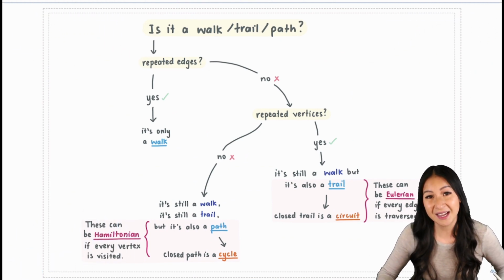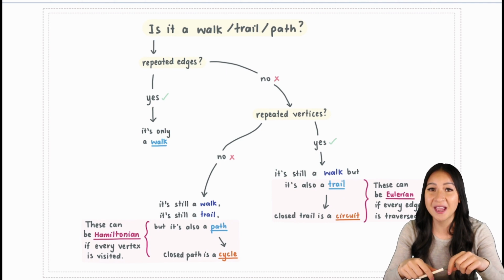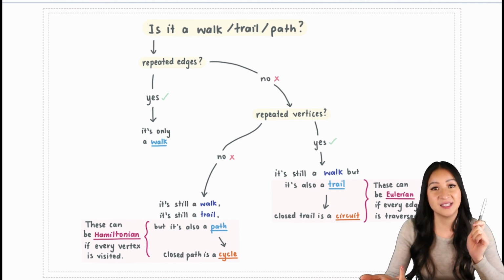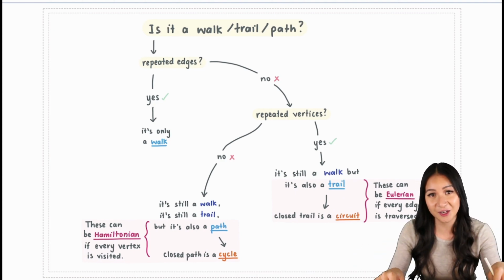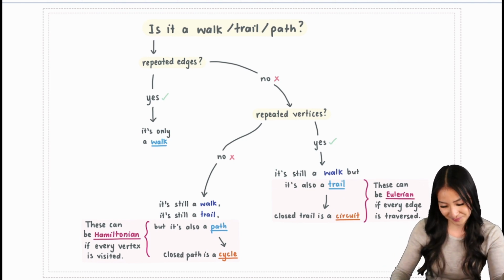Now, because this can get quite confusing, I have created a little flowchart here that will help you answer whether it's a walk, a trail, a path, a circuit, or a cycle, and this is available to download via my website in the description box below.